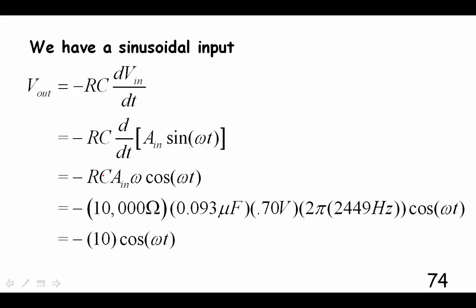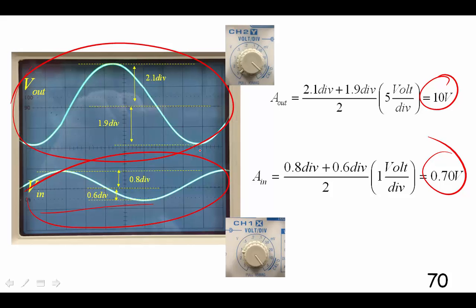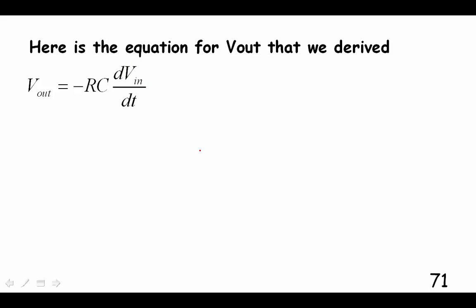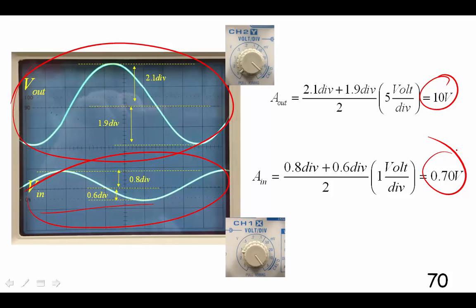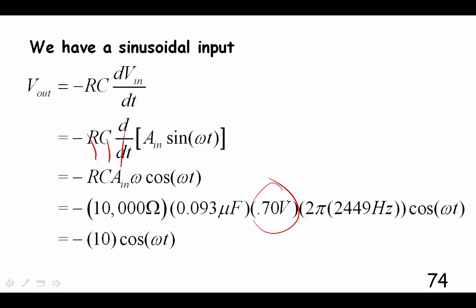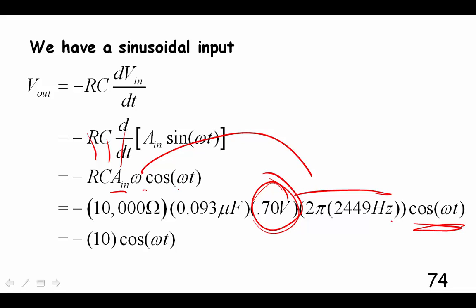So plugging the numbers in for RC and the amplitude of the input, which we measured, it was 0.7. Let's just check. Yep. I'm going too fast. This is 0.7, there's the amplitude of our input. Omega is 2 pi times the frequency, I just skipped that step. And there's our cosine wave.